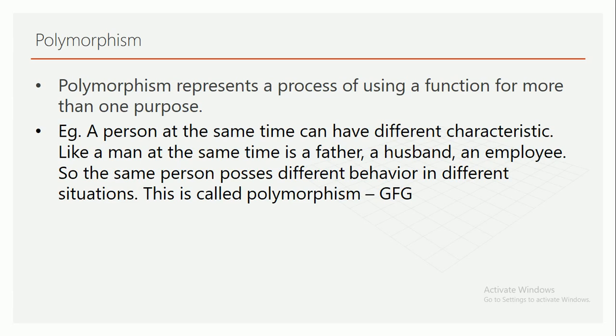Polymorphism comes in handy because it represents the process of using a function for multiple purposes. So you can write a function and it can be used for multiple purposes multiple times, and thus you only write it once.